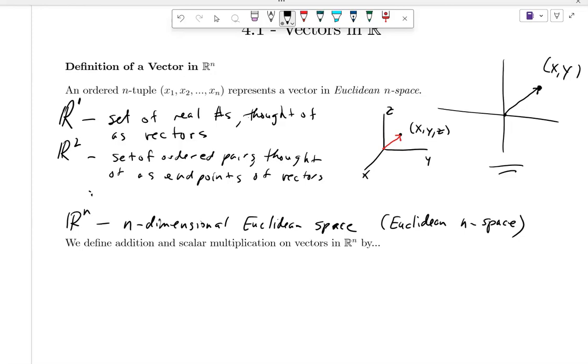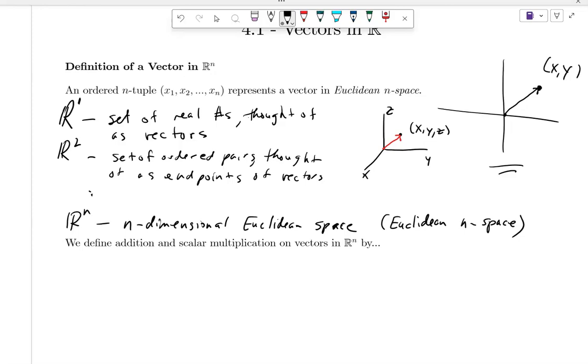You've dealt with R2 and R3 most likely in Calculus 3, if you've had Calc 3, or in a physics class, because usually we try to keep things where you can actually see them. But there are Euclidean spaces for any dimension that you would like.